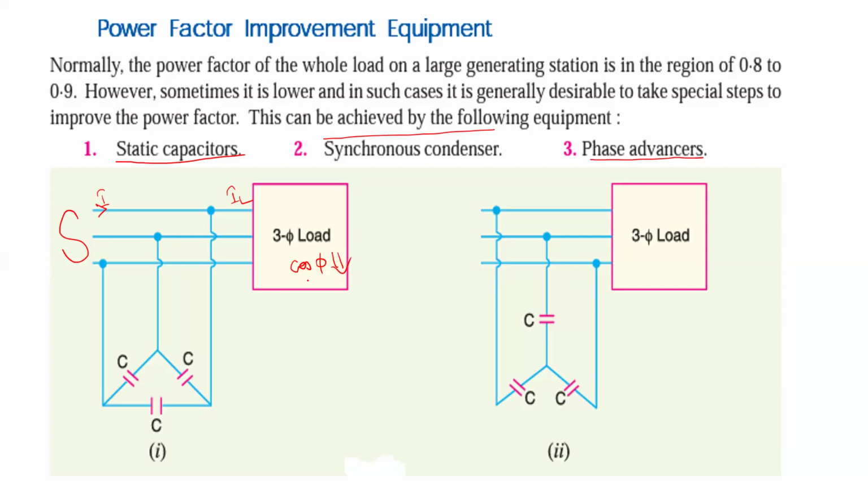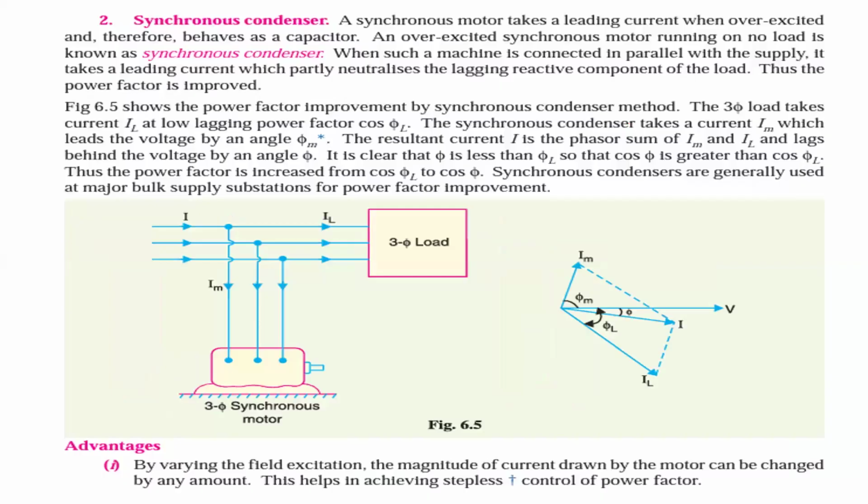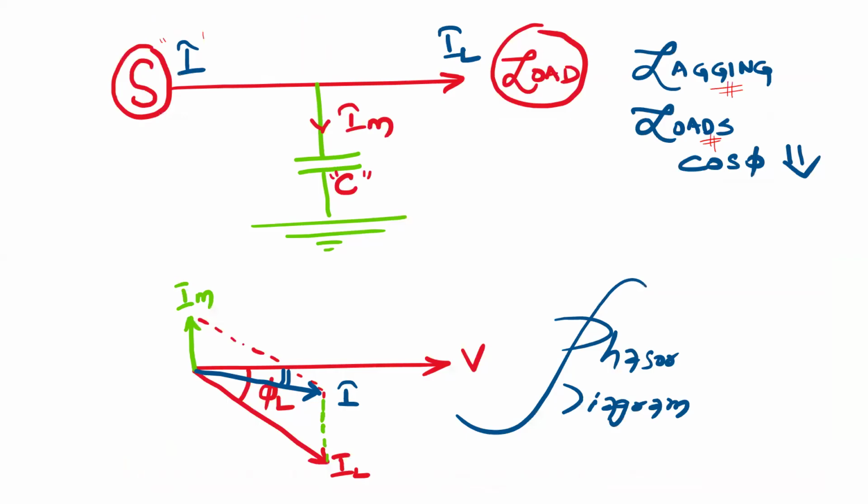In order to improve this to the leading section, I would like to place some capacitors like this in delta connection for three phase supply, inserting in parallel. Then it becomes a leading load. And as a result, we can improve the power factor by placing capacitors, or else synchronous condensers, or else phase advancers. Just observe one thing here for the sake of understanding the phasor diagram.